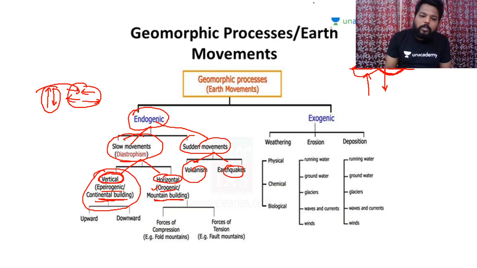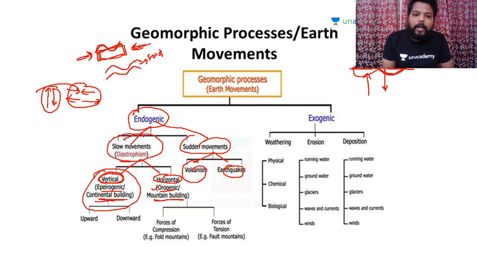Clear? In orogenic movements, for example, if on the continental surface orogenic movements act horizontally towards each other, what force would be applied? We would have applied compressional force, and this compressional force will result in folding of the continental crust. The concept of folding and fold mountains would have developed in this region.